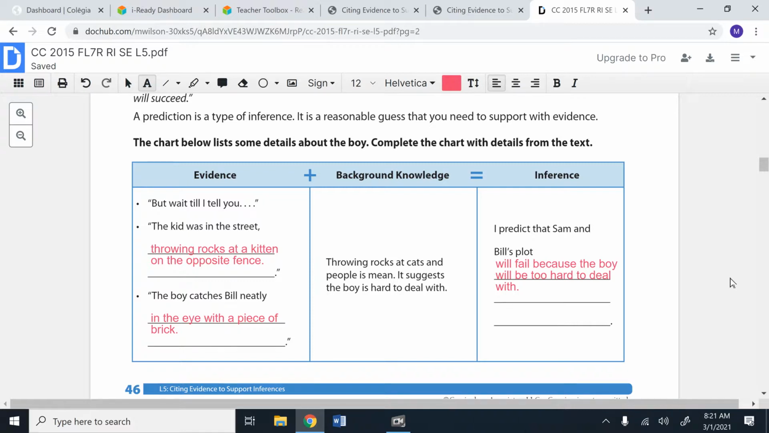Okay, for the rest of the lesson, go ahead and click on the part 2 so that you can continue on with part 3 and part 4 of lesson 5.